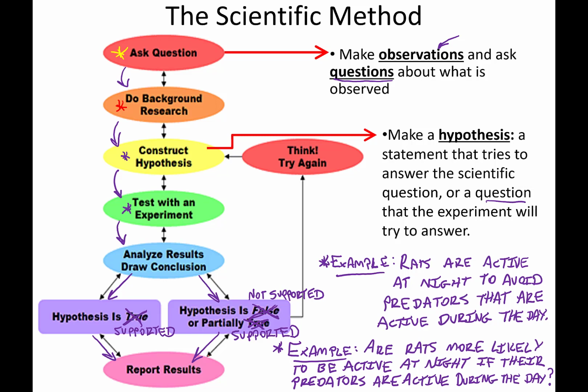But you don't just report your results, you also go back to the drawing board. You think about what that negative result means in the context of your research, and then you try again. Construct a new hypothesis and go through the steps one more time. And that is the scientific method.